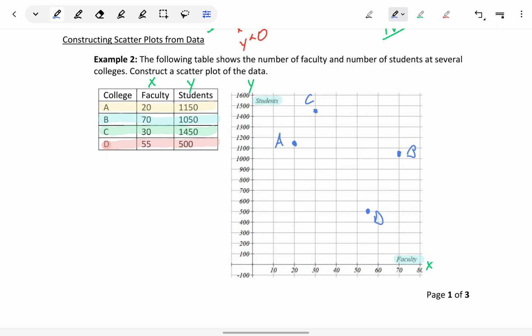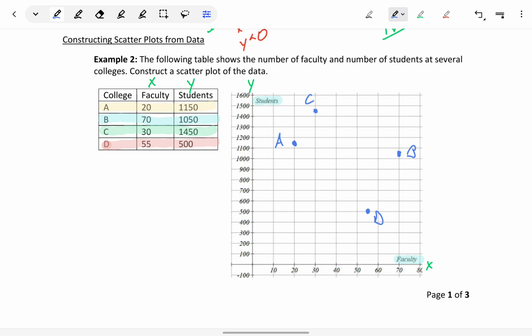And now we've created our first scatter plot, which is, again, just plotting these XY coordinate pairs on a Cartesian coordinate plane. But now what we've added is context to both axes. So it's not just an arbitrary x and y, it's that x means number of faculty members, y means number of students. But the actual construction process, we're just plotting XY coordinate pairs. We're just plotting points on a grid.